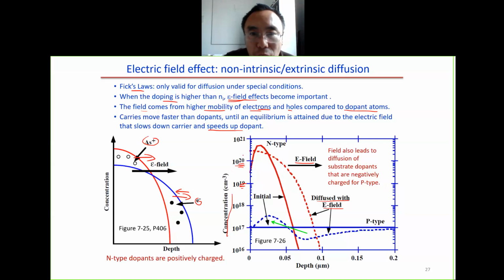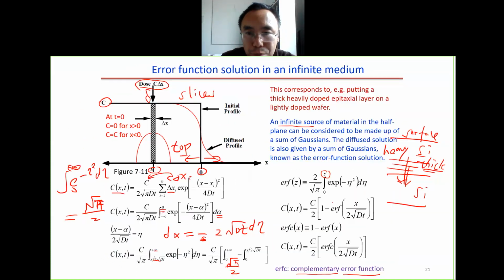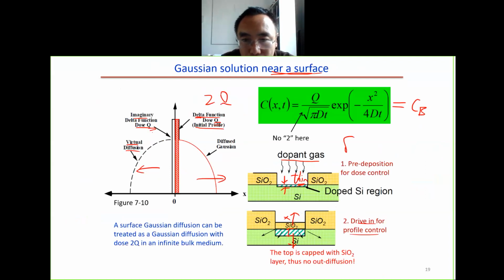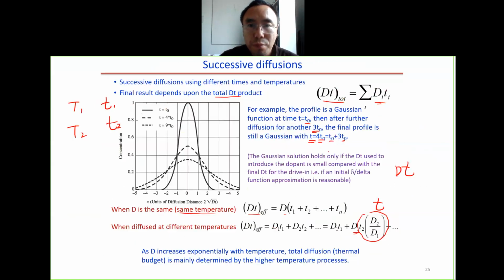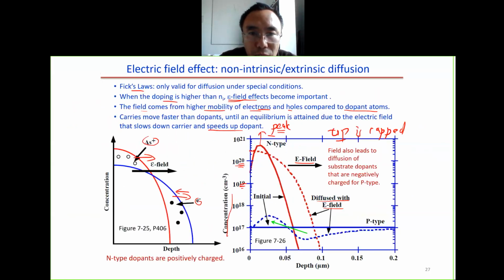After diffusion, the profile becomes like this. Normally you may think the peak is here, and usually after diffusion the peak should still be here. But here I think the top is capped, which corresponds to this situation. The top has this oxide here; it is capped with silicon oxide, so there is no out-diffusion. When there is no out-diffusion, the dopant concentration here may become the peak. That's why, as you see here, the top layer becomes the peak.